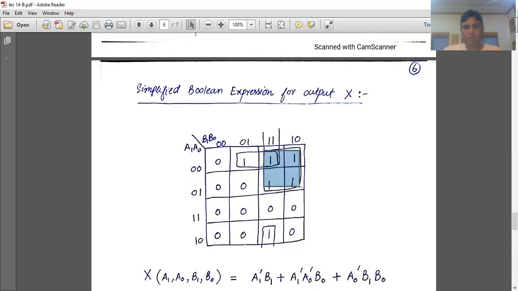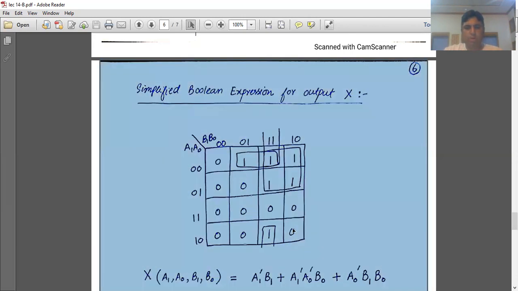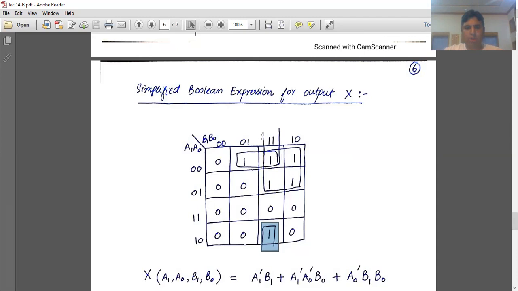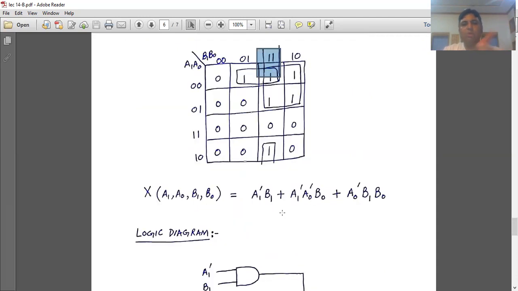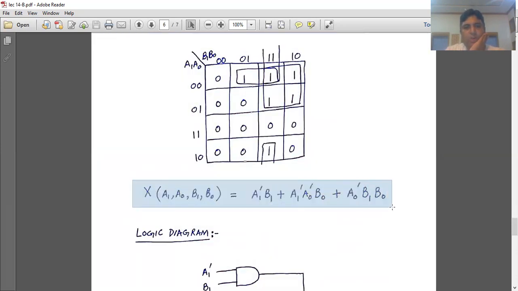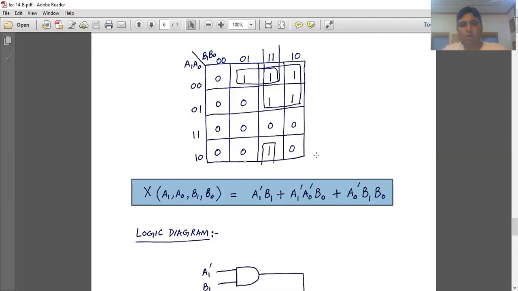These four is one group. Then these two is one group. Then this edge and this edge is one group. So taking these three groups, we write the equation x as a function of a1, a0, b1, b0 is equal to. I can tell you how we came across this equation.